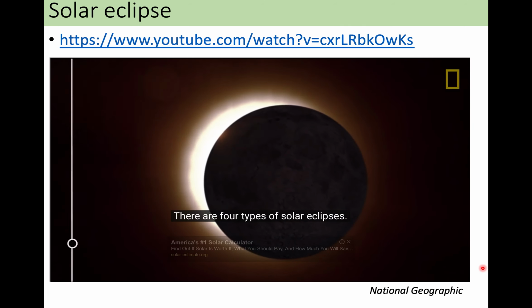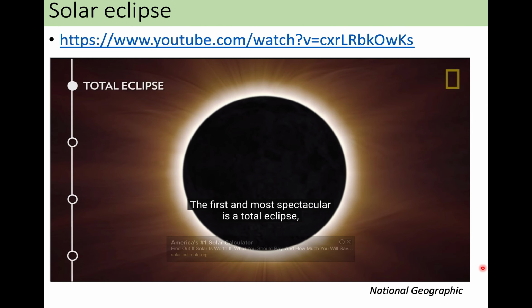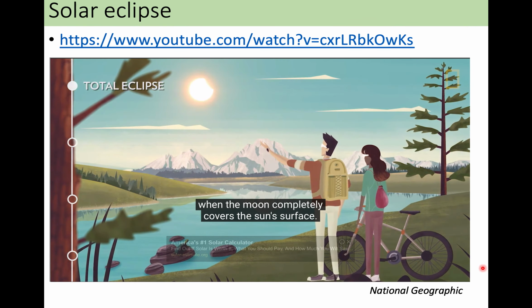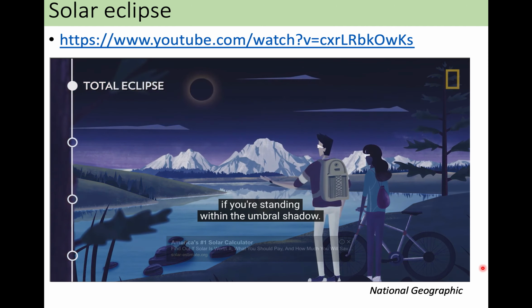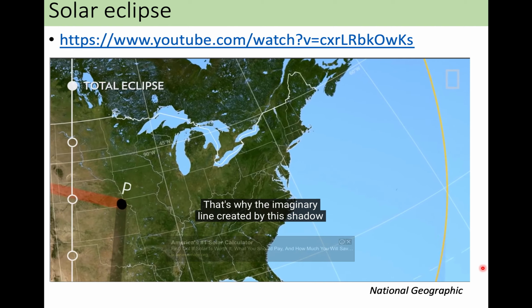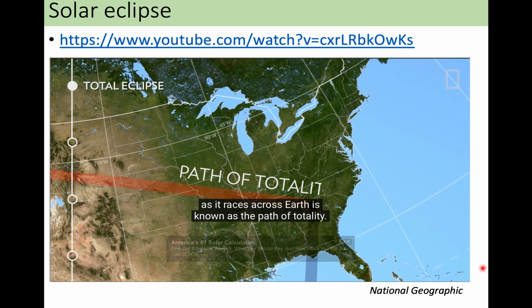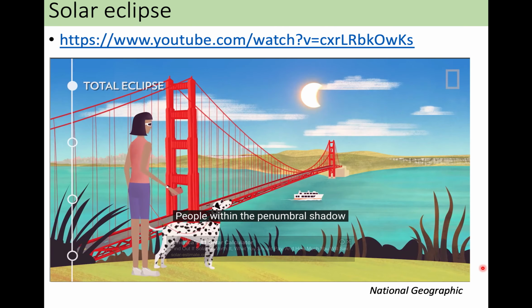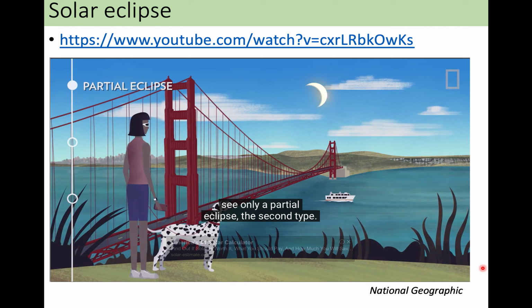There are four types of solar eclipses. The first and most spectacular is a total eclipse, when the moon completely covers the sun's surface. A total eclipse can only be seen if you're standing within the umbral shadow. That's why the imaginary line created by this shadow as it races across Earth is known as the path of totality. People within the penumbral shadow see only a partial eclipse, the second type.